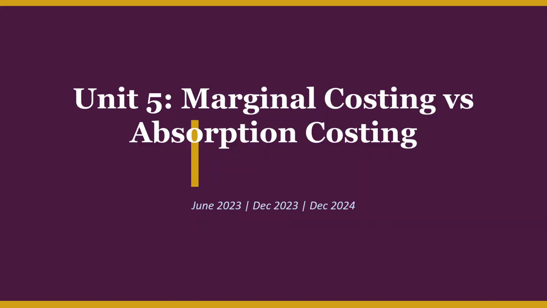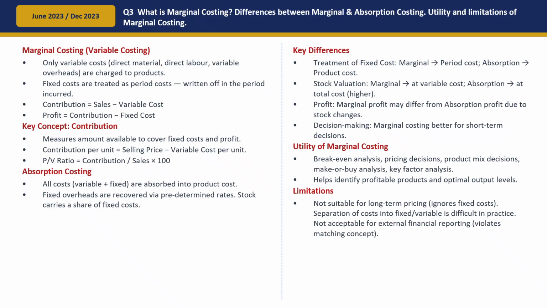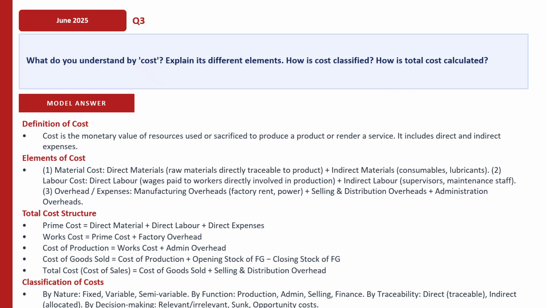Next, a very important concept: marginal costing versus absorption costing. Marginal costing considers only variable costs and treats fixed cost as period cost, while absorption costing includes both fixed and variable costs. In product cost, contribution is the key concept, calculated as sales minus variable cost. Marginal costing is useful for decision making like pricing and break-even analysis, but has limitations as it ignores fixed costs. Always present differences clearly in tabular form in exam.